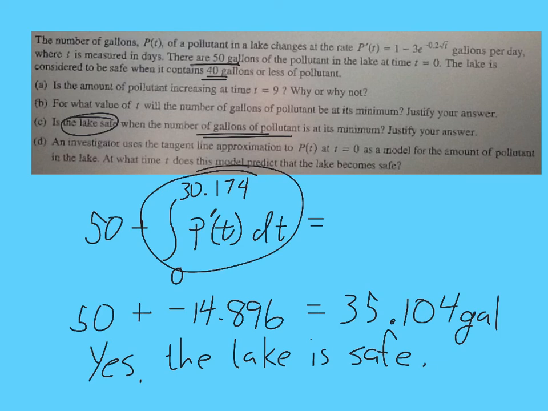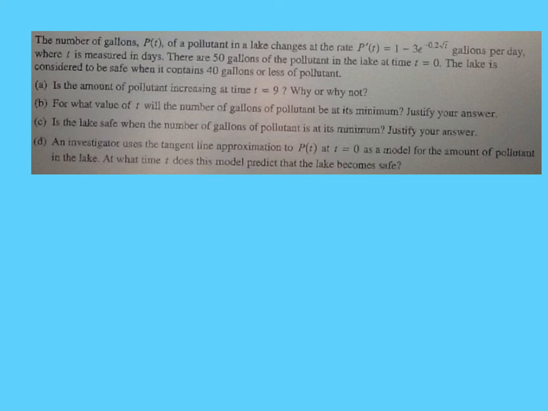All right, one last question here. It says, an investigator uses the tangent line approximation to P as a model for the amount of pollutant in the lake. At what time does the model predict that the lake becomes safe? So we've done it as an integral to figure out when it's safe. How about the model? What does the model predict? So let's just get rid of this stuff here so we can draw all over this for part D now. We want the tangent line approximation.